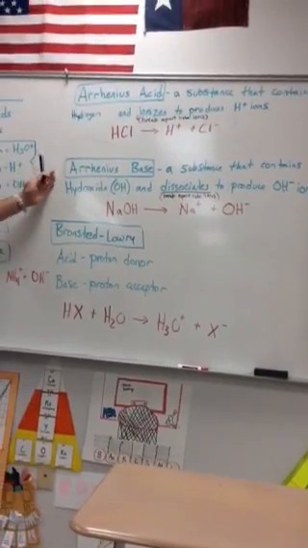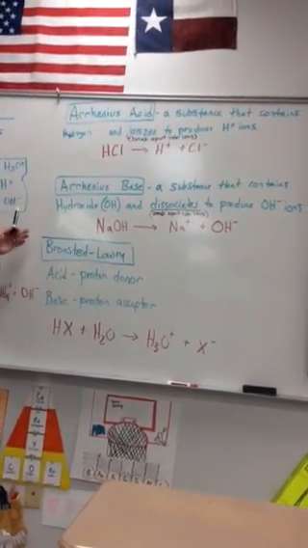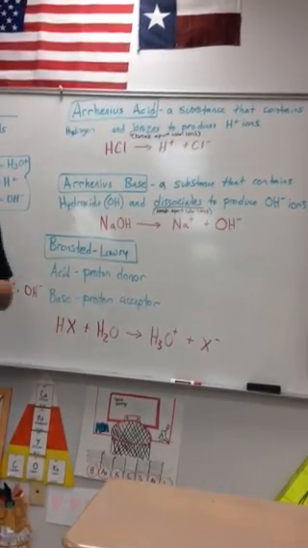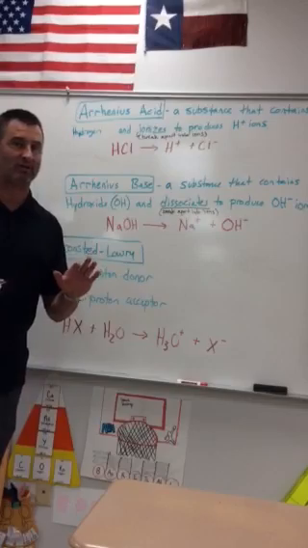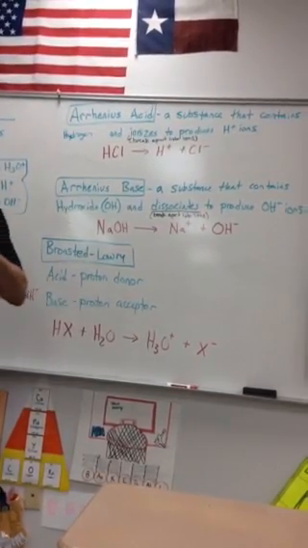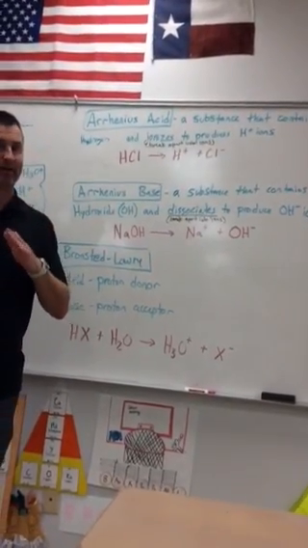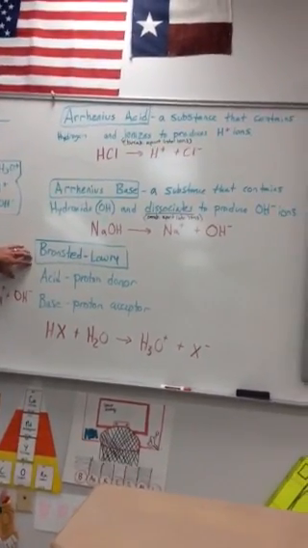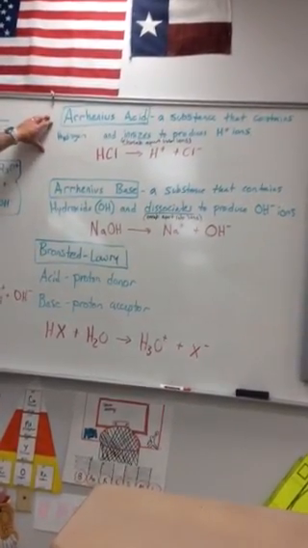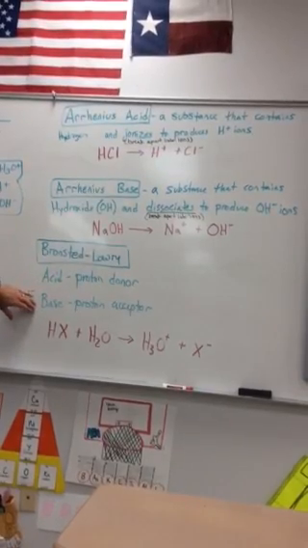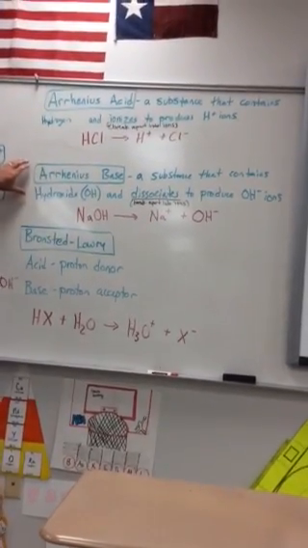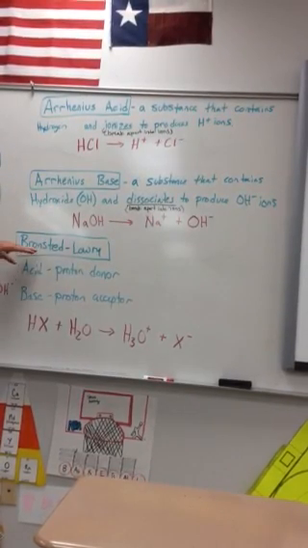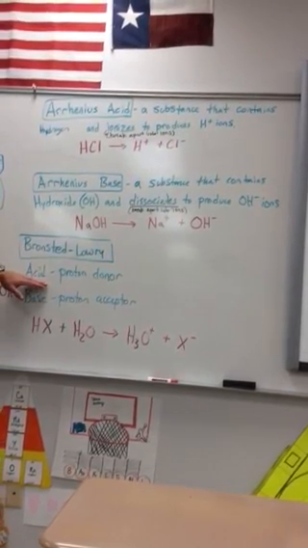Now, the next definition of an acid and a base is called a Bronsted-Lowry acid and a Bronsted-Lowry base. This is a much more broad definition. So it's kind of like a square is a rectangle, but a rectangle is not a square. That's kind of how this is. Things that are Bronsted-Lowry acids may not be Arrhenius acids, and things that are Bronsted-Lowry bases may or may not be Arrhenius bases. So, a Bronsted-Lowry acid is called a proton donor.